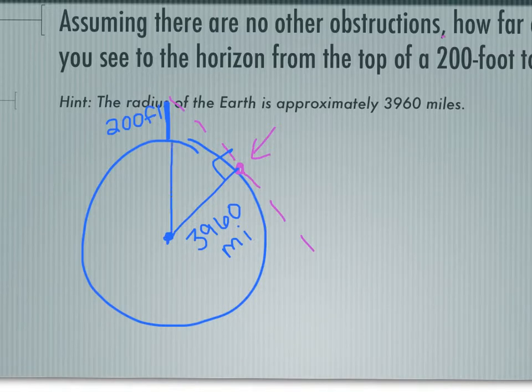If I draw this in, I know up to this point is also 3,960 miles. What do I have here now? A right triangle, that's right. And what I want to know is the distance that I can see. So that would be this over here. I want to know how far it is from the top of the tower to that horizon point. This is what I'm looking for.